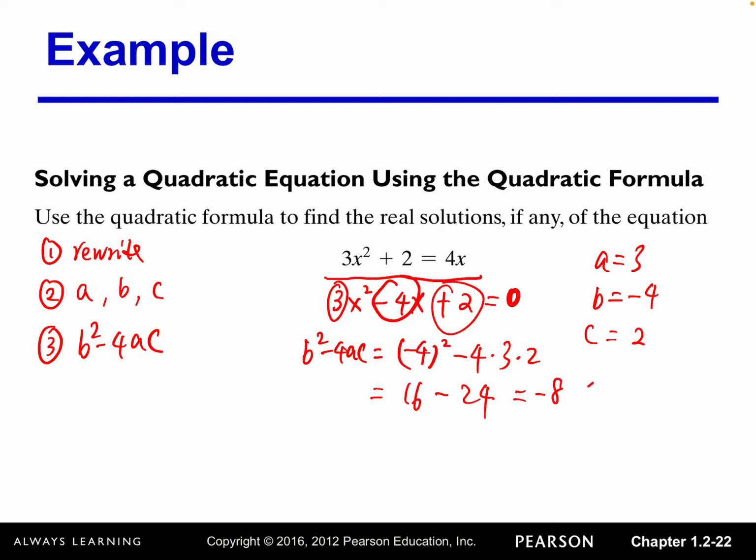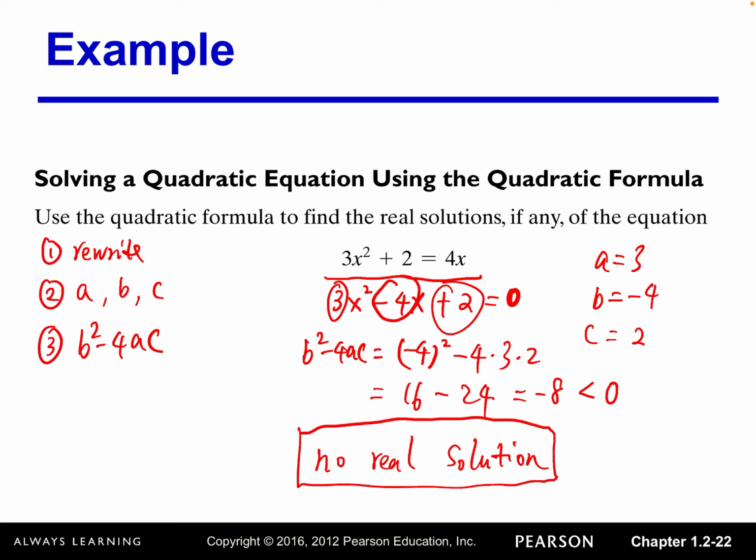Because the discriminant is a value less than 0, a negative value, you don't need to plug this into the quadratic formula. You can give the answer directly. The equation has no real number solution. Okay? Why? Because the discriminant is less than 0. In this case, you cannot plug into the quadratic formula, because there is no real number solution.